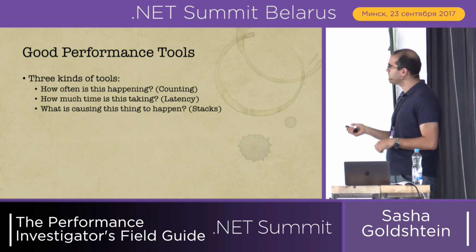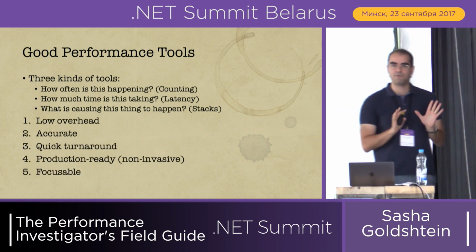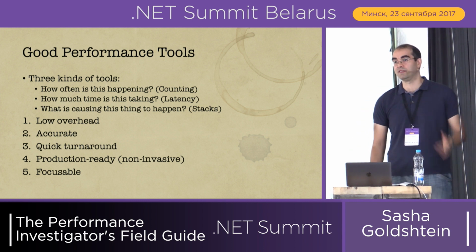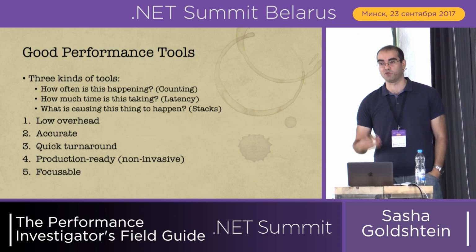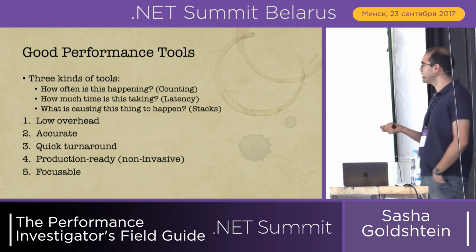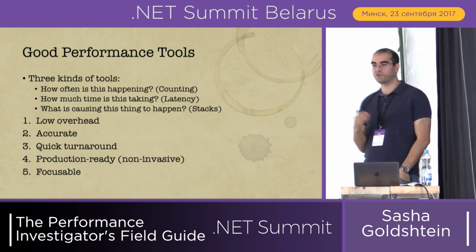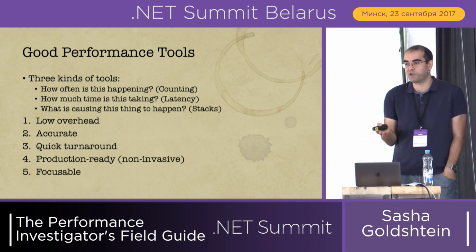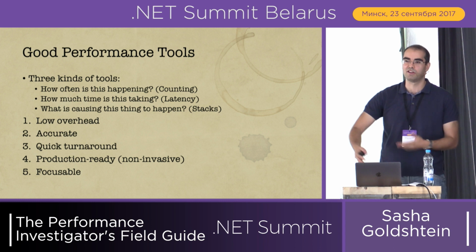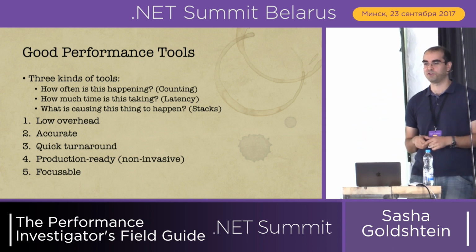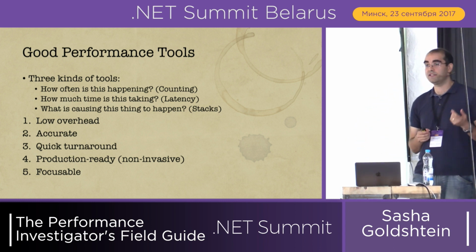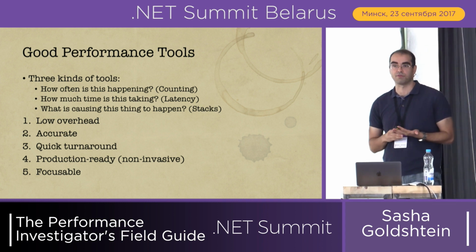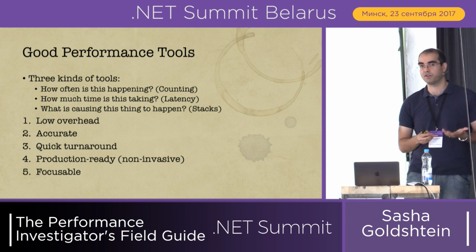And regardless of what kind of tool you use, here are 5 qualities of good performance tools that I believe you have to think about when choosing a tool. So the first one is low overhead. You want to use a tool that doesn't affect your performance too much, because otherwise you're basically measuring the tool and not really using the tool to measure your system. The other quality is accuracy. It's kind of obvious, but tools need to be accurate. Tools need to report accurate information.